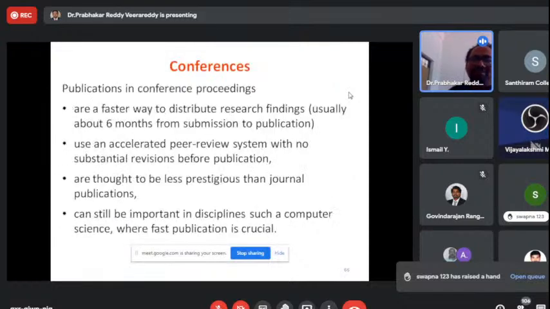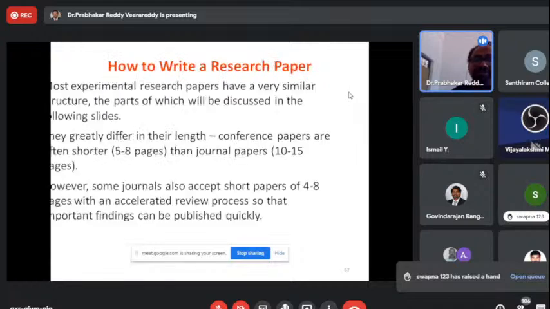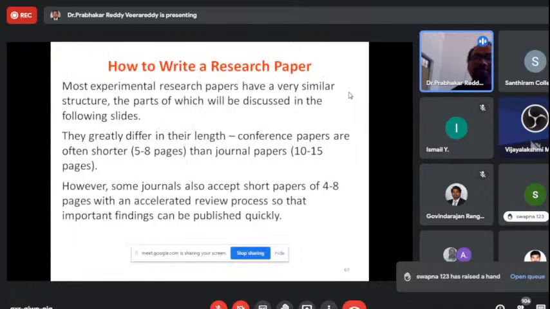I told you, conferences. Second point, you should publish your work in conferences. It's also very, very useful and people will understand about your research. How to write a research paper? Most experimental research papers have a very similar structure, parts which will be discussed in the following studies. They greatly differ in length. Conference papers are often 5 to 8 pages, journal papers 10 to 15 pages, and some journals accept 4 to 8 pages.